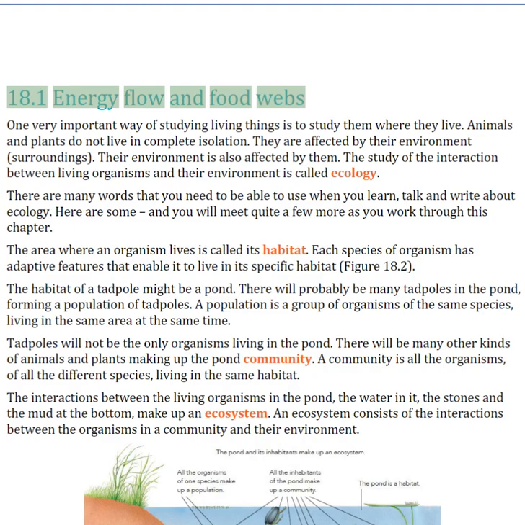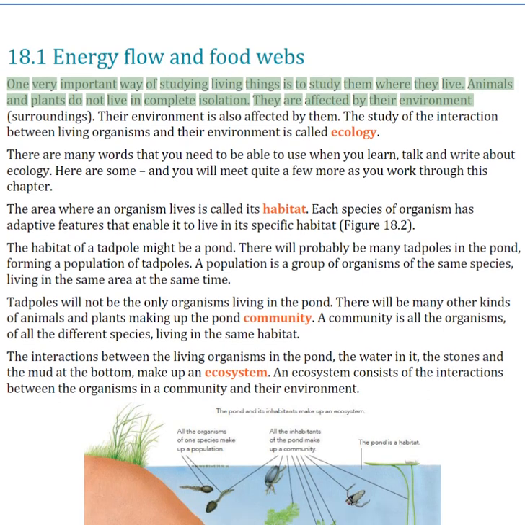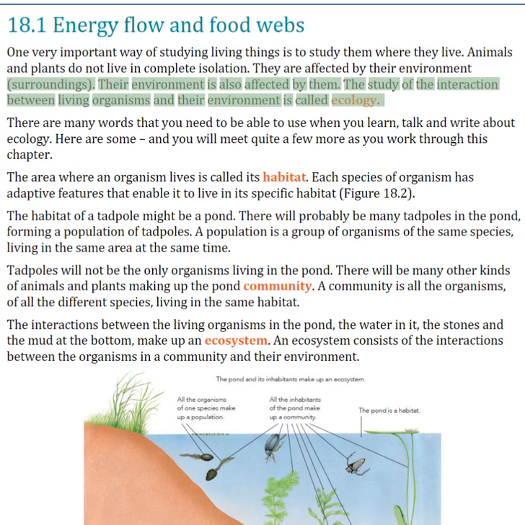18.1 Energy flow and food webs. One very important way of studying living things is to study them where they live. Animals and plants do not live in complete isolation. They are affected by their environment. Their environment is also affected by them. The study of the interaction between living organisms and their environment is called ecology.